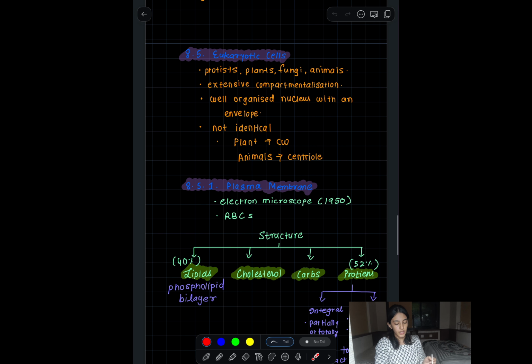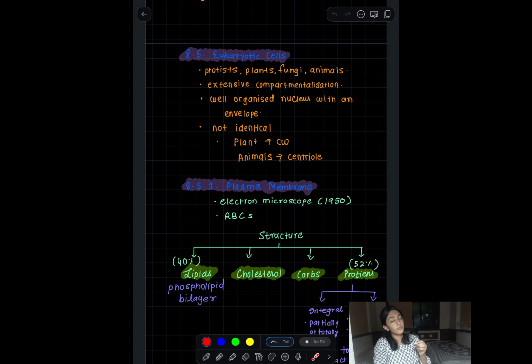Now, moving on to the eukaryotes. They are again represented by four types of cells: the protists, plants, fungi, and animals. They have extensive compartmentalization because of the membrane-bound organelles. The cell is well organized with a nucleus and an envelope. Even though they are all eukaryotes, they are not identical in structure.